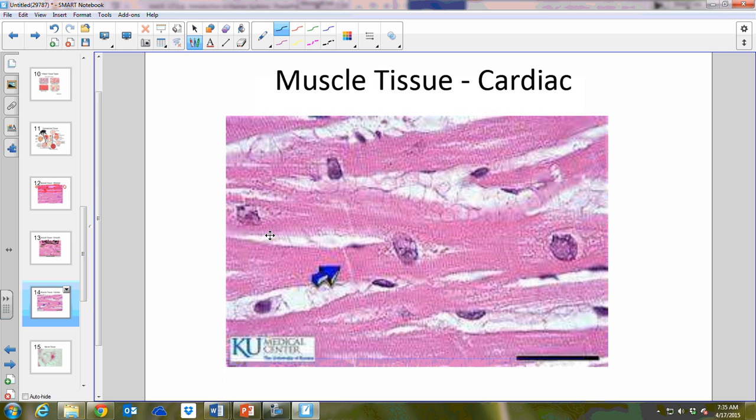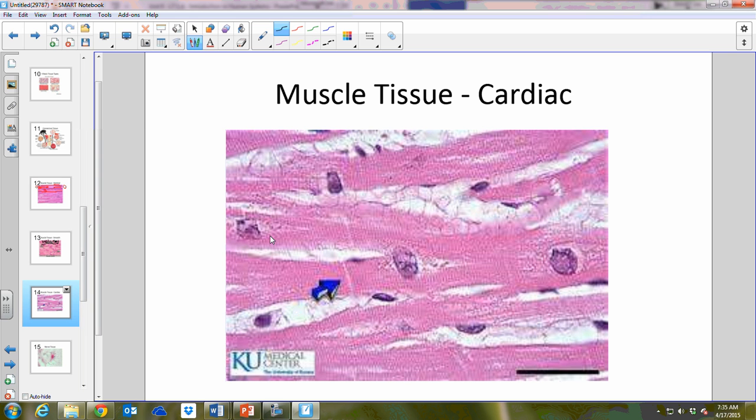And last is a special kind of muscle tissue called cardiac muscle tissue, and it is found in one place, in the heart. And cardiac muscle tissue obviously serves to contract the heart, which pushes blood through your body. So those are the three kinds of muscle tissue.